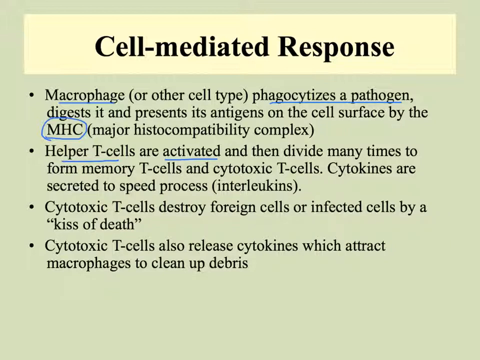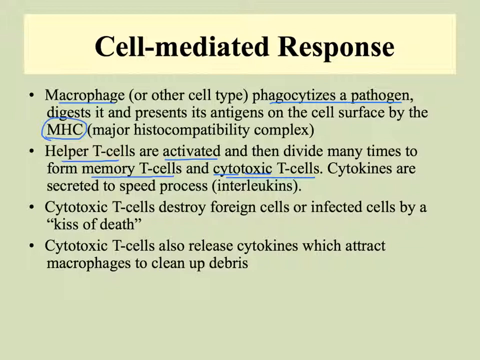Once your helper T cells are turned on because an antigen has been presented to them, it's like the macrophage is running up and saying, look, there's something you have to take care of here. So then it undergoes mitosis many times to form two different specific types of special T cells: memory T cells that are going to remember this antigen, and cytotoxic T cells. Cyto meaning cell, toxic meaning kill. These are T cells that are going to go out and defend the body.